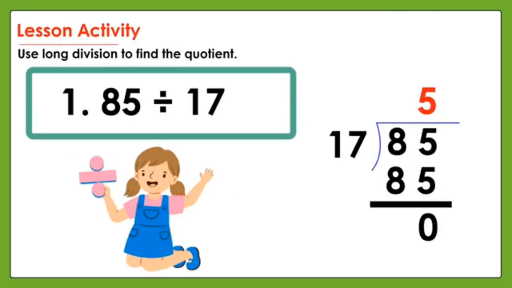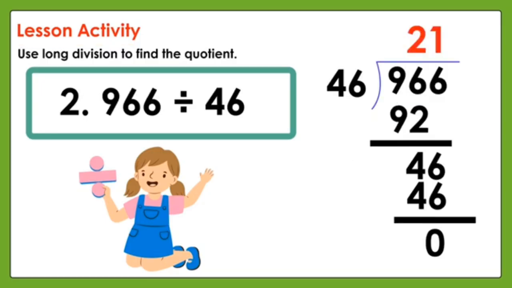Let's have the lesson activity. Use long division to find the quotient. Number 1, 85 divided by 17, the answer is 5. Number 2, 966 divided by 46, the answer is 21.